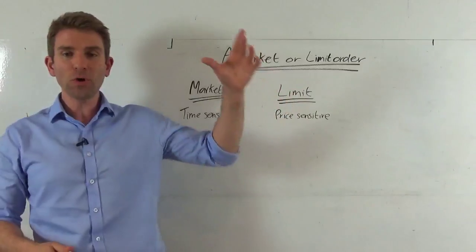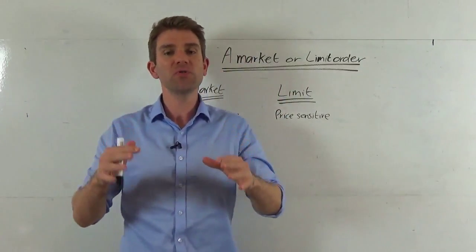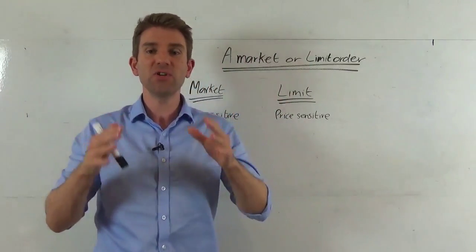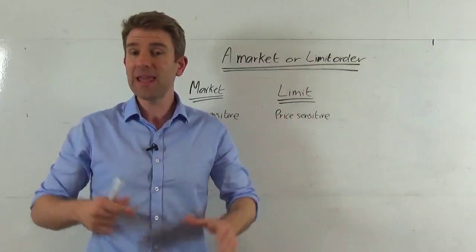So, market order, limit order. When should we use each, and when's the best possible time to use each different type of order? So very quickly, let's just run through the order types.